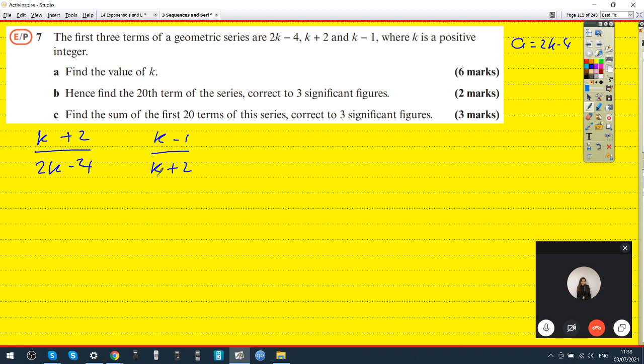It's the right is greater than. These are equal because they're both equal to each other. They're both equal to the common ratio. And then you solve it. Solve for k. Then you get k is 10. So how could you use that to do part C?